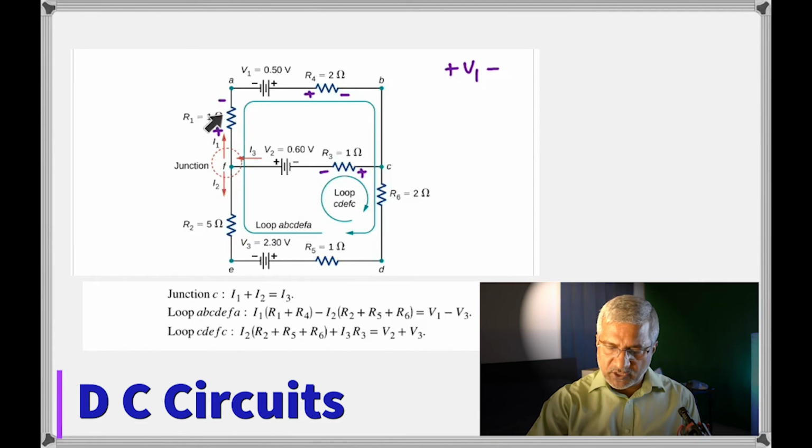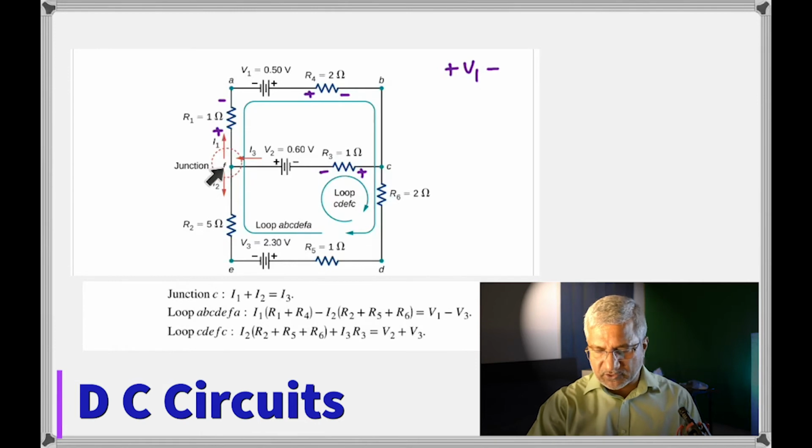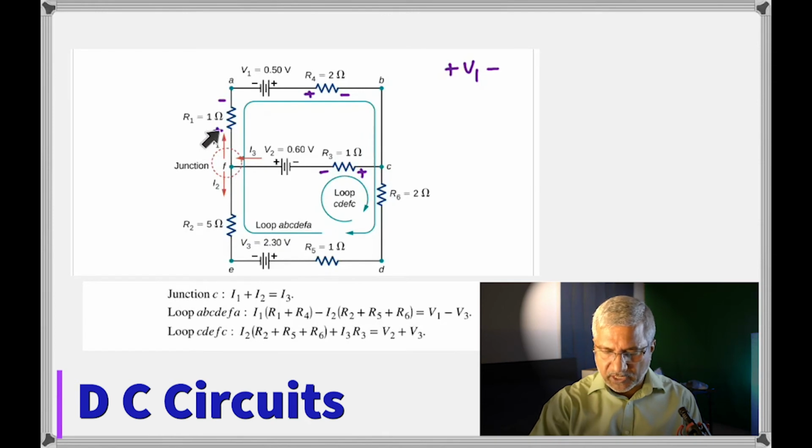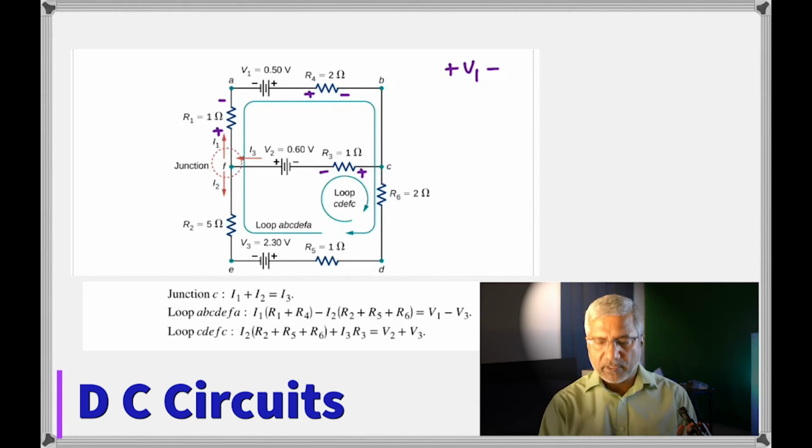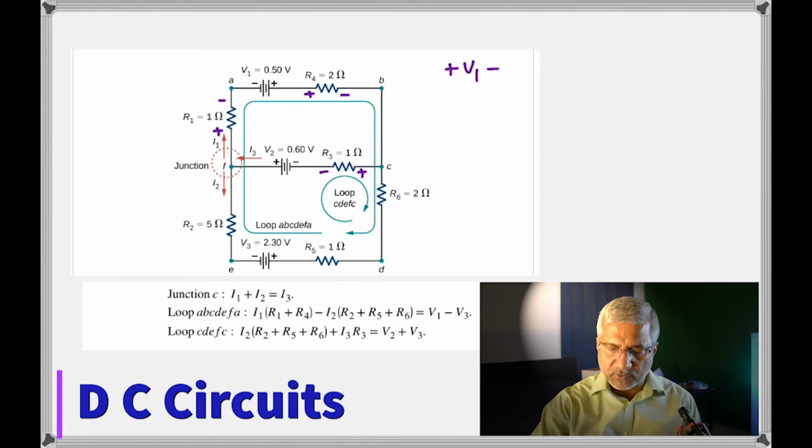So first, let's consider the junction rule. Let's try to apply the junction rule at F. It's quite easy. I3 is coming in while I1 and I2 are flowing out. So I3 is equal to I1 plus I2. Got that? I3 is equal to I1 plus I2. And then we will try to apply the loop rule in the outer mesh.